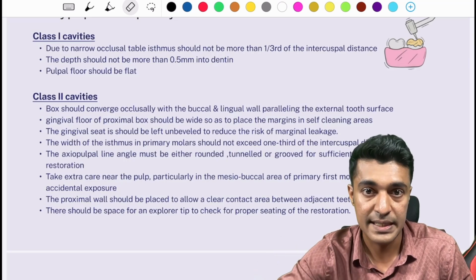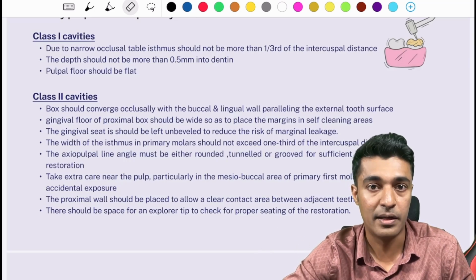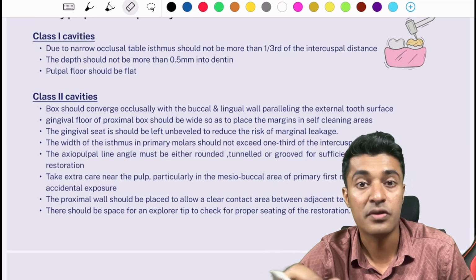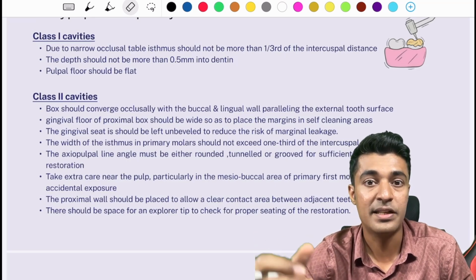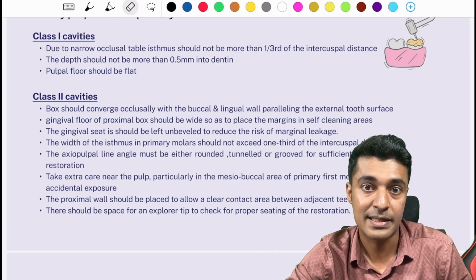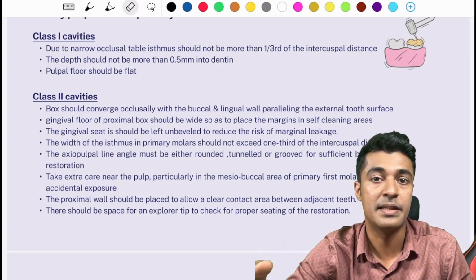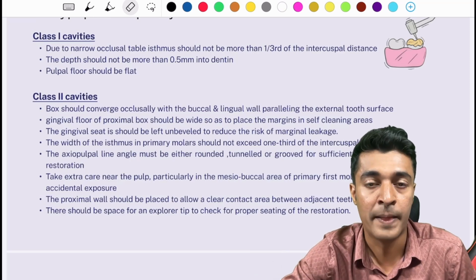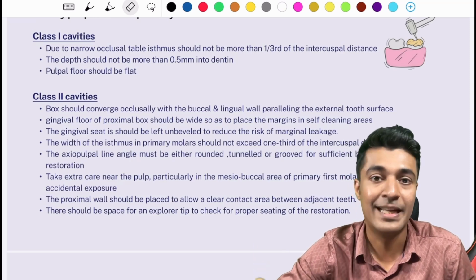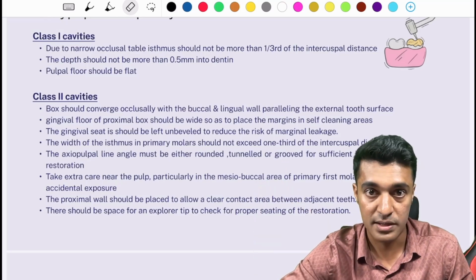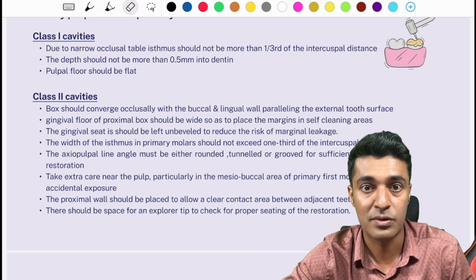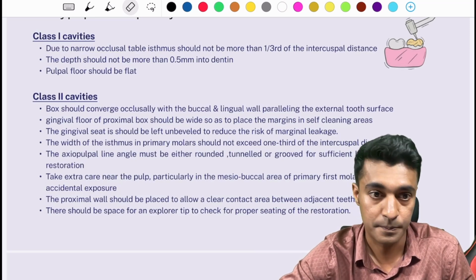The gingival seat should be left unbeveled because of the direction of the enamel rods. In case of adults, the enamel rods are directed occlusally, because of which they are unsupported and we need to bevel them. Whereas in case of children, the enamel rods are directed downwards, so there are no unsupported enamel rods and we do not need to bevel them.